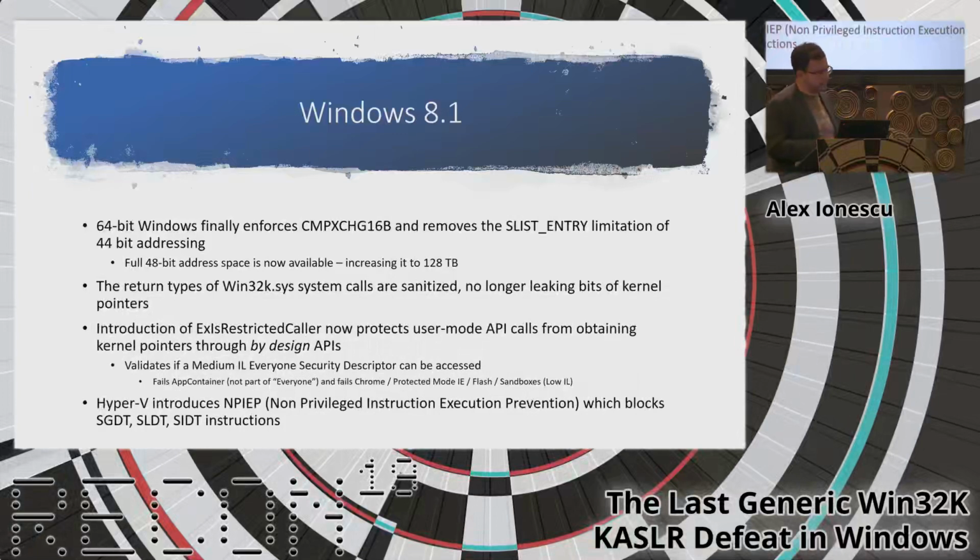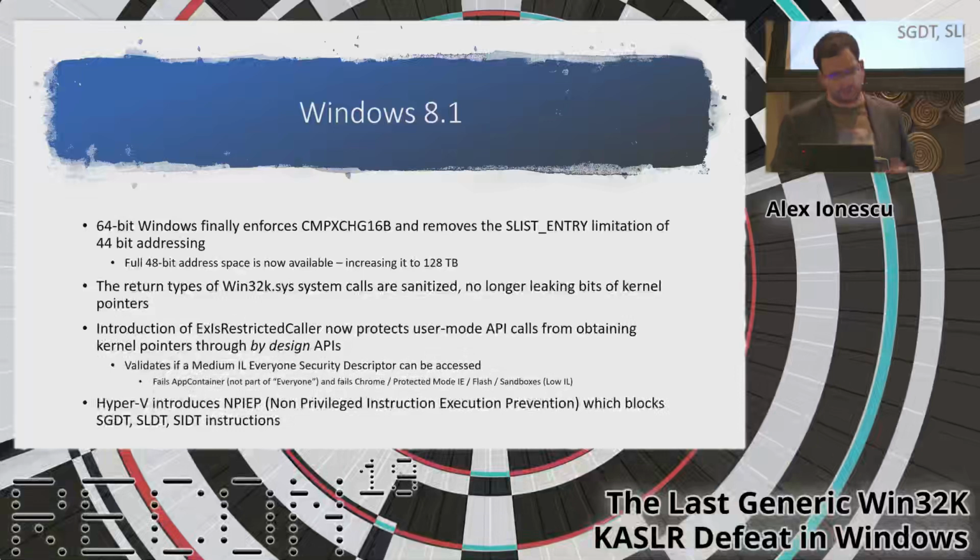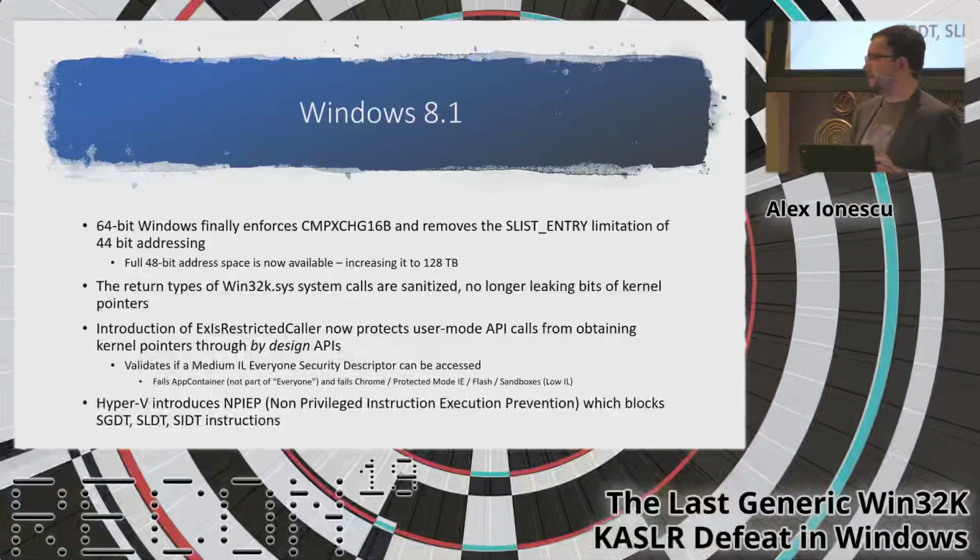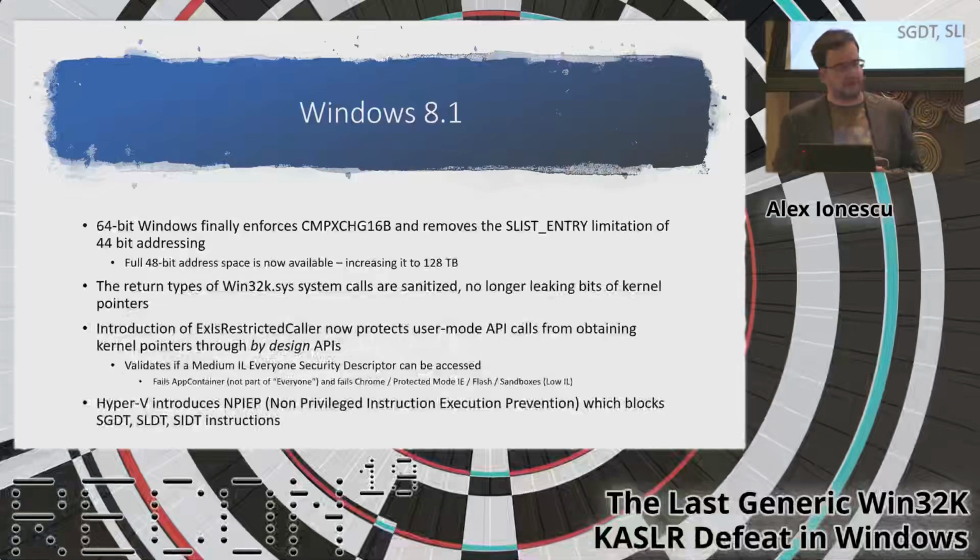Hyper-V in Windows 8.1 also introduces something called NPIP, which most people didn't notice because Hyper-V in Windows 8.1 was not something most people enabled. What NPIP does, which is a bit of a mouthful, non-privileged instruction execution prevention, is it blocks at the hypervisor level the SGDT, SLDT, and SIDT instructions. It basically returns an undefined opcode, which pretends to the processor that those instructions don't actually exist. So on 8.1, by turning on Hyper-V, you were kind of protected against those instructions, but very few people did that. But still, 8.1 kind of moved the needle a little bit further.